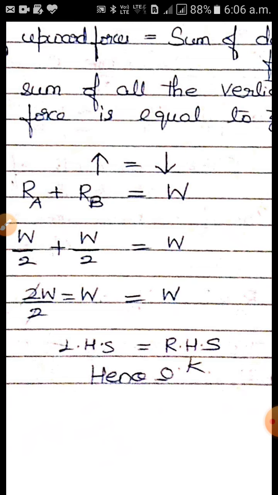I'll repeat. Upward force RA plus RB. Downward force W. What is RA? W by 2. What is RB? W by 2. So W by 2 plus W by 2, 2W by 2, which is equal to W. Okay. So both the left hand side and right hand side are equal. So it is okay. This is a check.